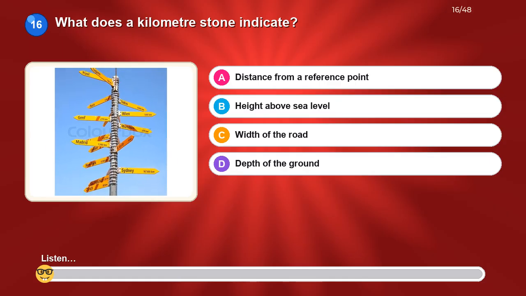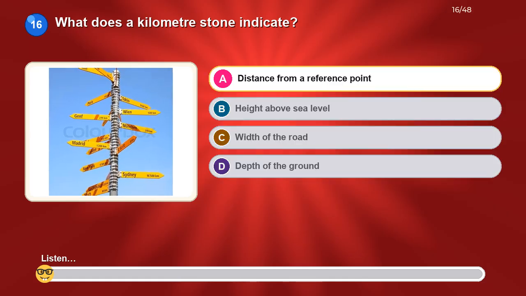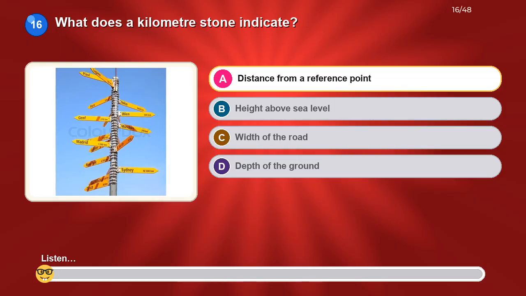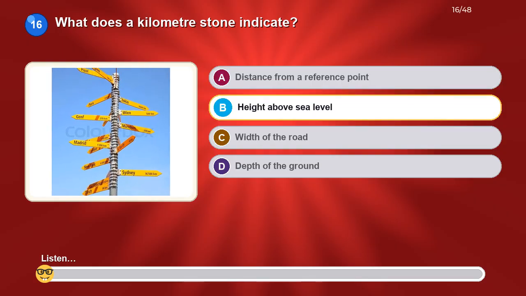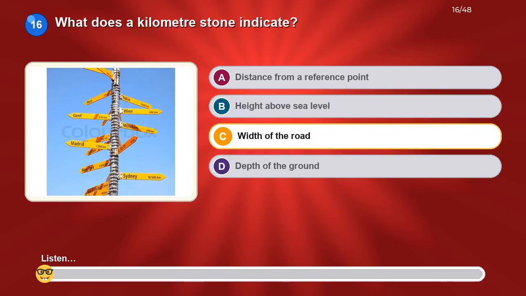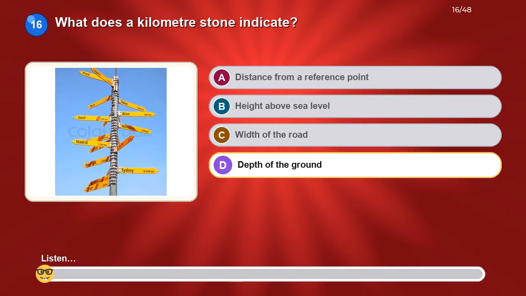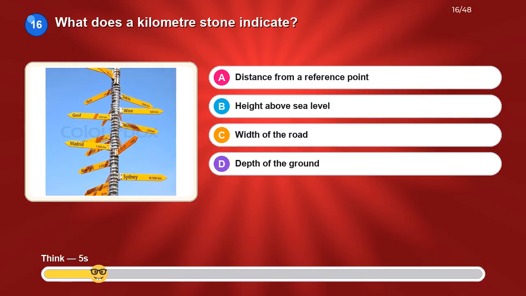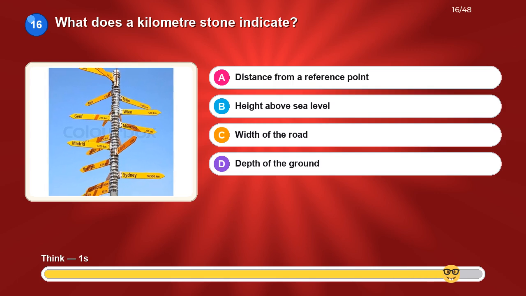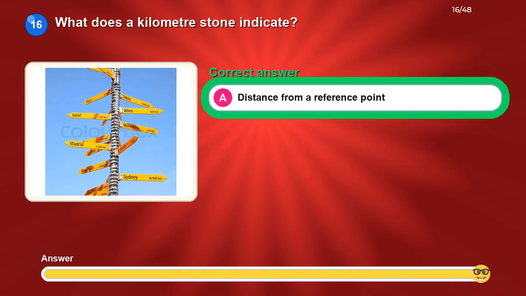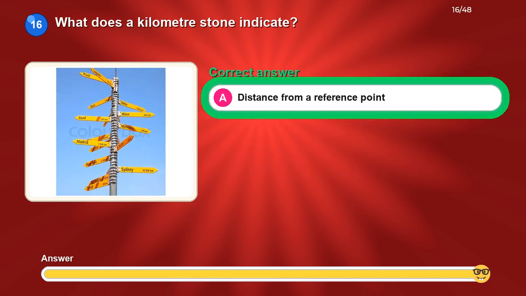What does a kilometer stone indicate? Option A, distance from a reference point. Option B, height above sea level. Option C, width of the road. Option D, depth of the ground. The correct answer is distance from a reference point.